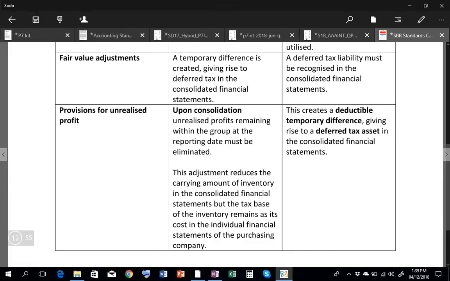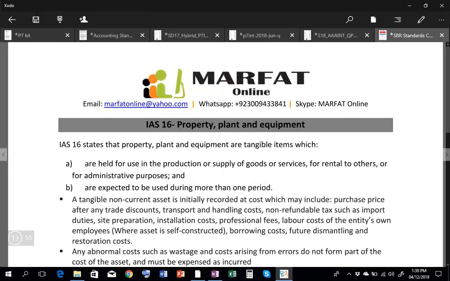This is upon consolidation. So this can be asked regarding IFRS 10, that when there is some unrealized profit, what is the deferred tax implication? So when it comes to IAS 12, you need to know the specific situation. These are quite important for the exam.